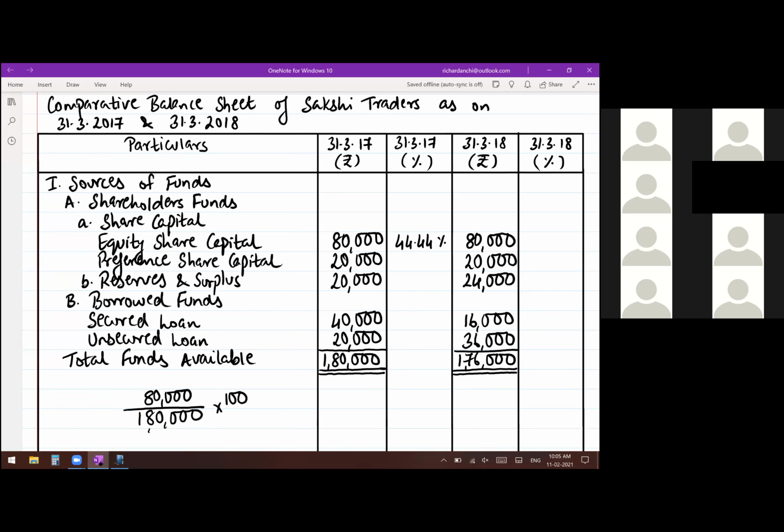Next item is preference share capital. Only the numerator changes in the formula. Now it will be 20,000 divided by 1,80,000 into 100. 11.11%. That's right. The next, if you see reserves and surplus, also 20,000. No need to calculate. Just now you calculated. It will remain the same, and that is 11.11%.